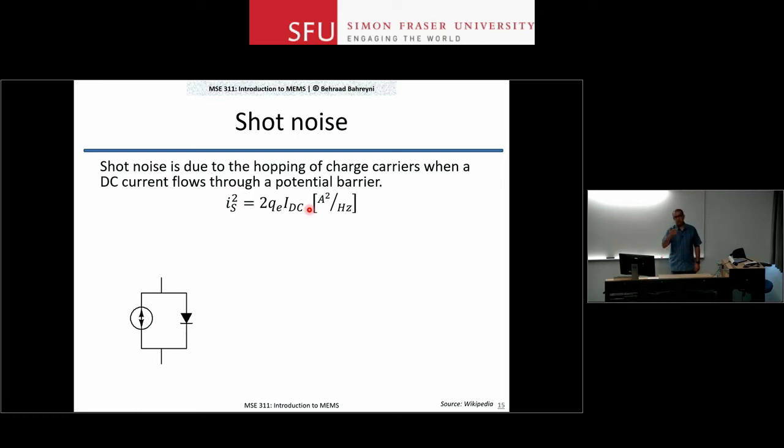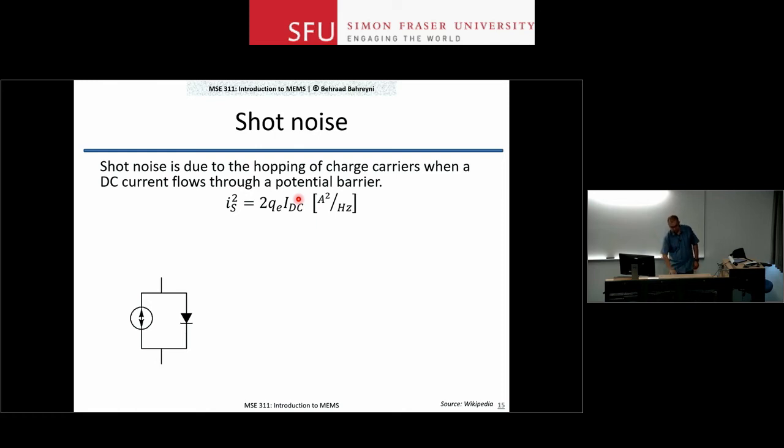So, because this is random, you don't know when they will have enough energy to jump over that barrier, and you will get a change in that current through the diode. The magnitude of this change is proportional to the DC current. Right? The more current you pass through that diode, the more of these charge carriers you will have jumping over the barrier. So it doesn't mean that your noise has a DC value. The DC value of the noise, or the mean value of the noise, is 0.